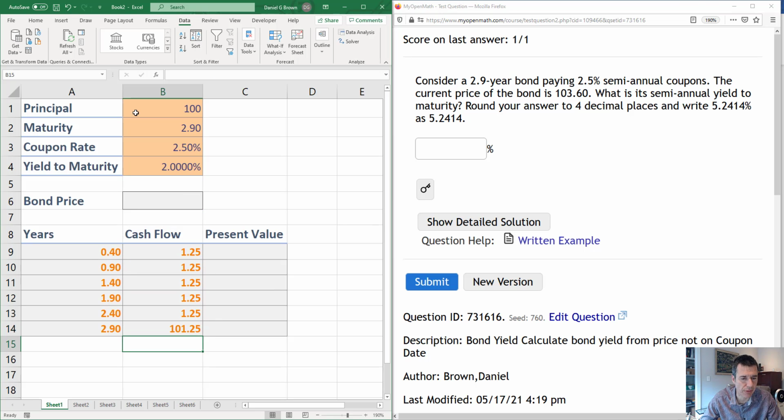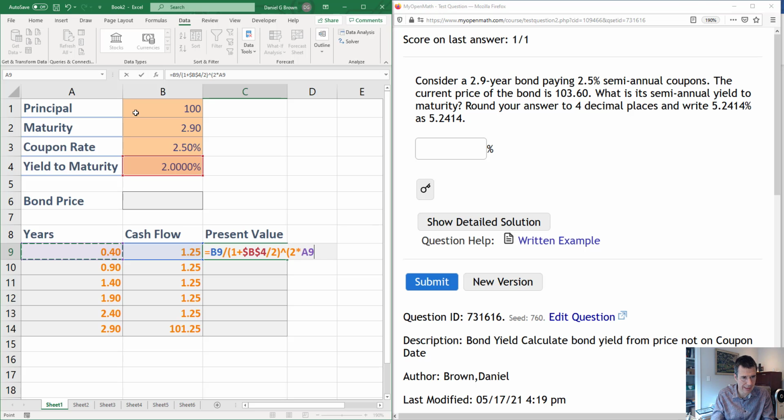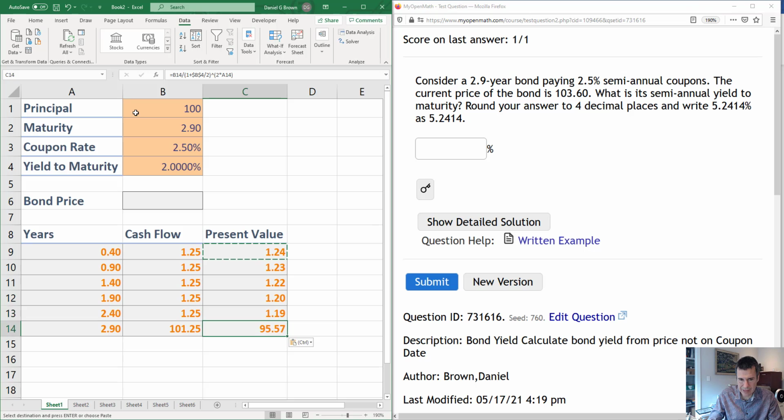So the cash flows are $1.25 until the maturity of the bond in 2.9 years, in which case we get back 101.25. Present value given a yield to maturity is the cash flow divided by 1 plus the yield to maturity divided by 2, the semi-annual yield, to the power 2 times number of years. Copy that down. We can see each cash flow is worth a little bit less. And of course, that last one's worth quite a bit more than all the rest because it's so much larger.